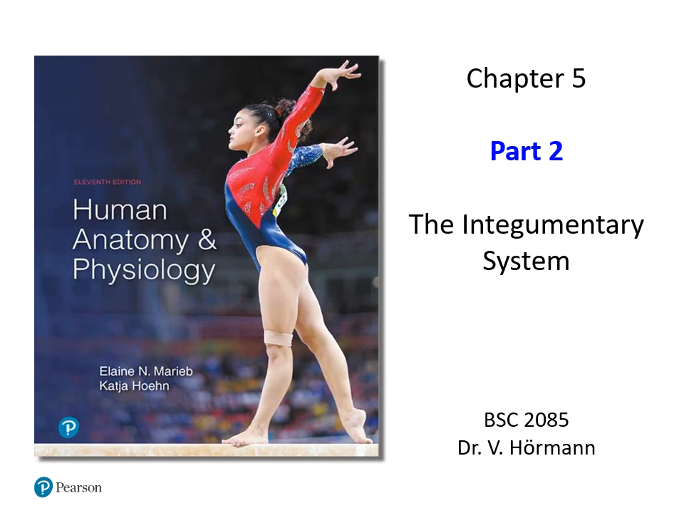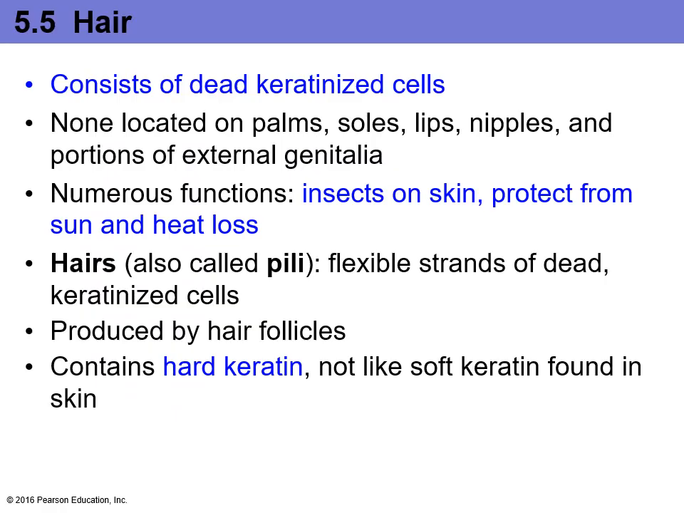Hi everyone, welcome to the second part of Chapter 5, which focuses on the integumentary system. So in our previous part, we discussed the integumentary system is mostly composed of the skin, and in it we have the epidermis, the dermis, and of course, let's not forget to mention the hypodermis. We also discussed the different layers and the cell types that you would find.